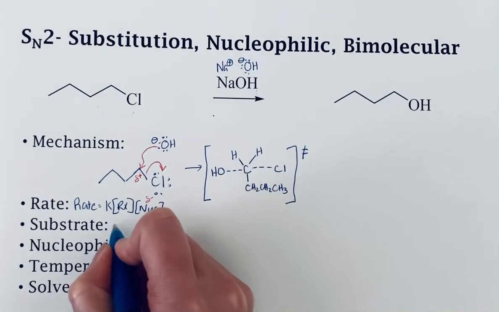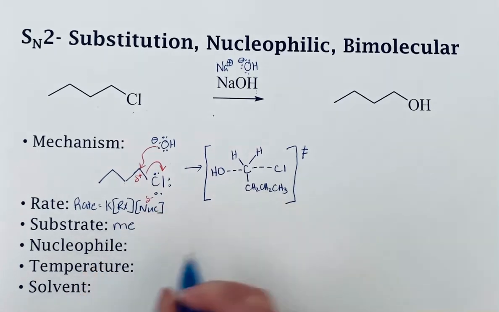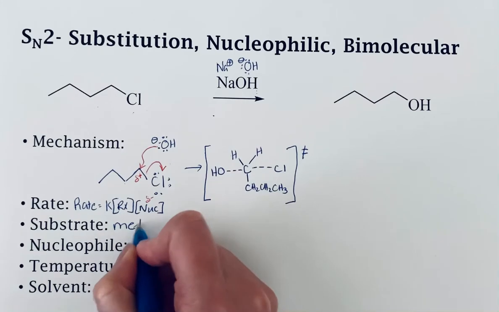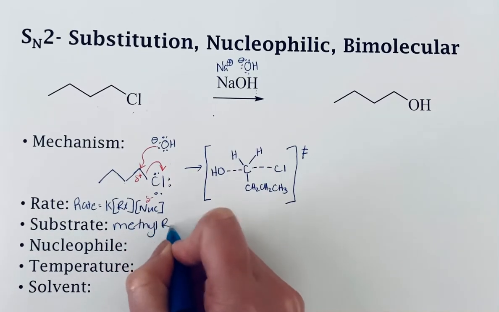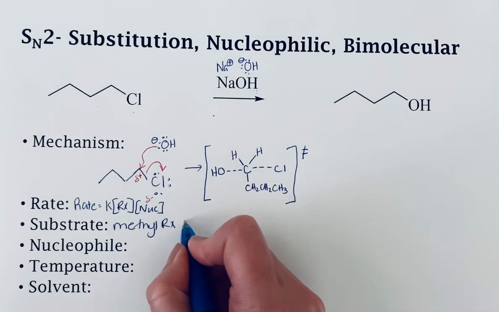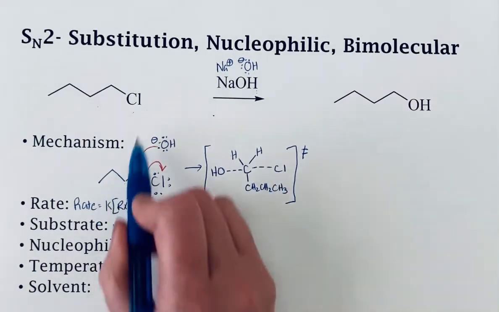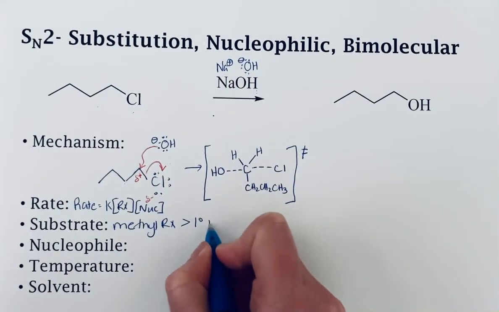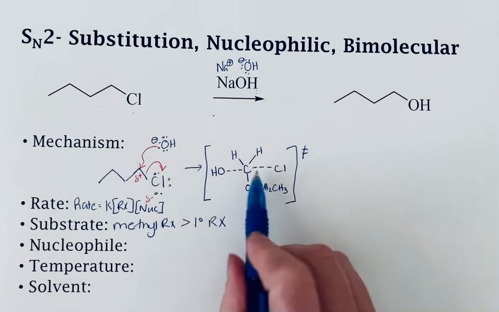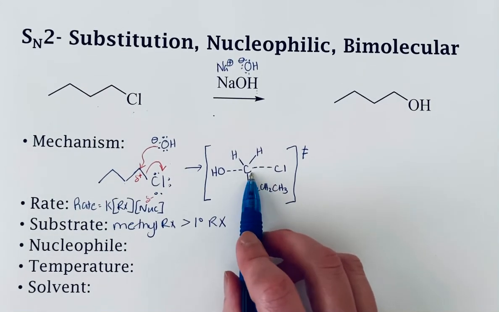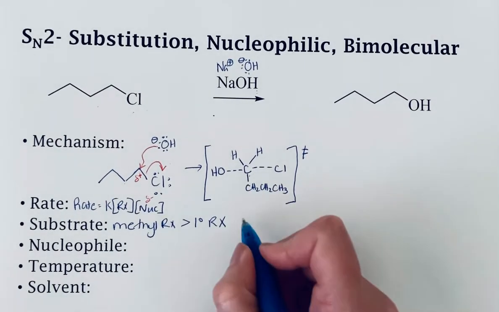So the best substrates for SN2 reactions would be when all 3 of those groups are hydrogens. So that would be a methyl halide. So that would react the fastest in an SN2 reaction. The next best thing would be something like this, which is a primary alkyl halide. And then secondary alkyl halides can, with the right nucleophile, also undergo an SN2 reaction.